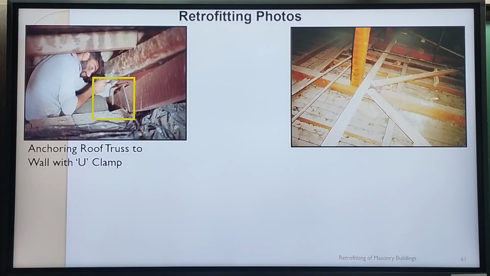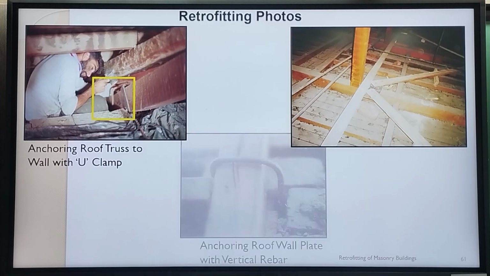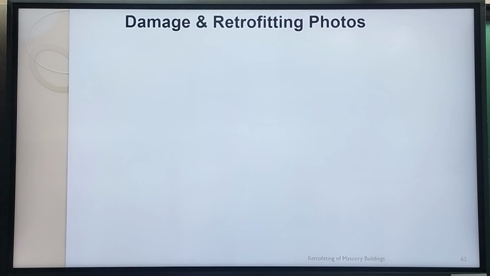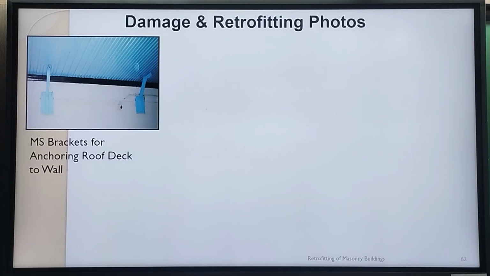Also anchoring the roof truss with the U-clamp right there to the wall. Also, wherever the vertical reinforcement was installed in the corners, the reinforcement would come up through the attic floor and anchor onto this wall plate on the top of the wall. Just an additional measure because it's there, so any measure to improve the integrity between all these different elements of the structure. Yeah, those are the brackets which were installed under every truss.